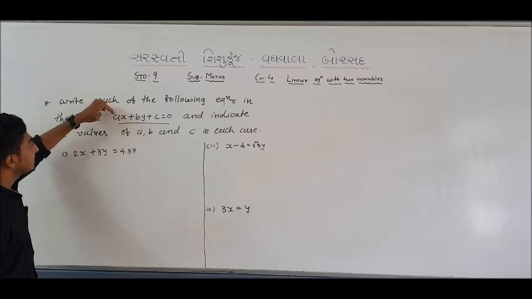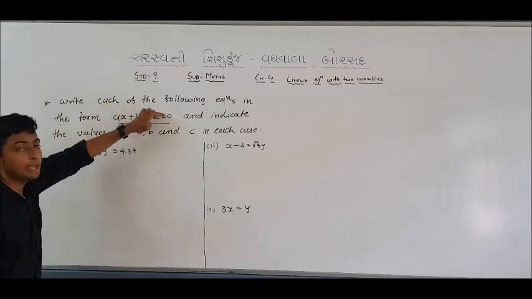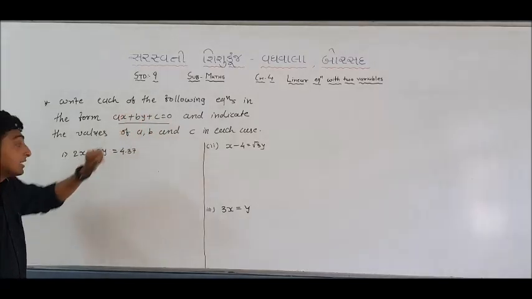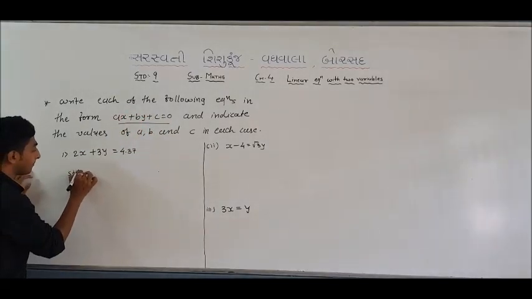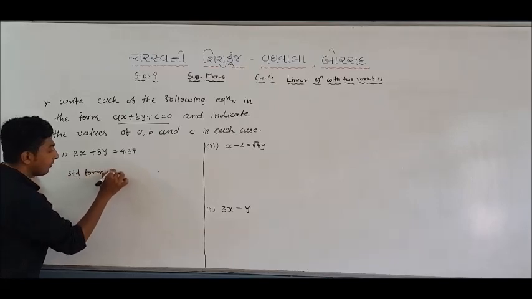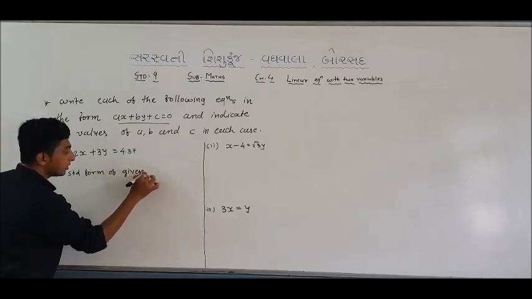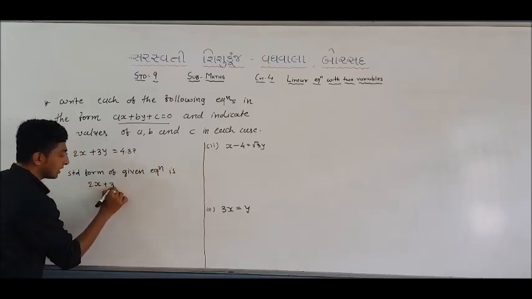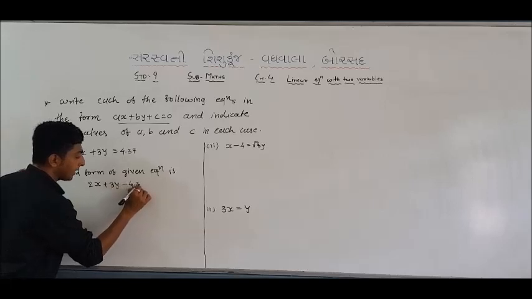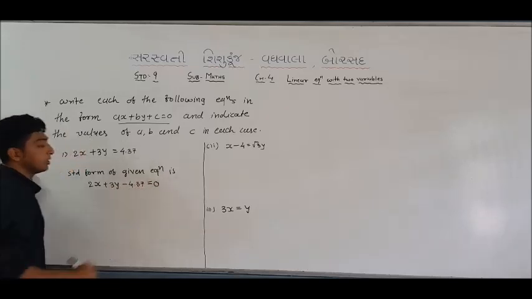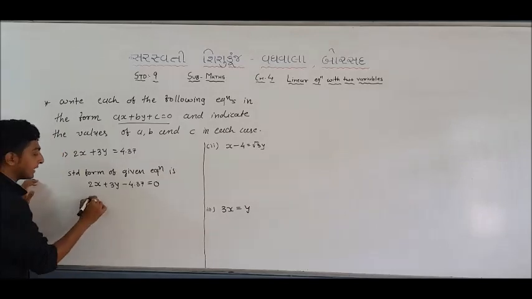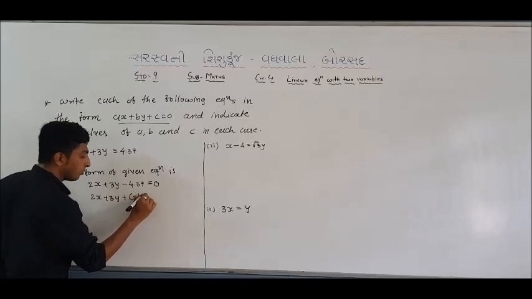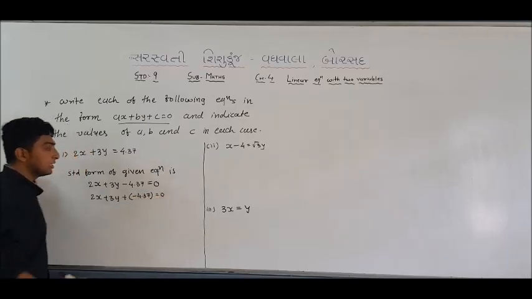Friends, see ax plus by plus c. C means the constant. Here the constant will always be on the left hand side. So the standard form of the given equation is 2x plus 3y minus 4.37 equal to 0, or we can say that 2x plus 3y plus minus 4.37 equal to 0.